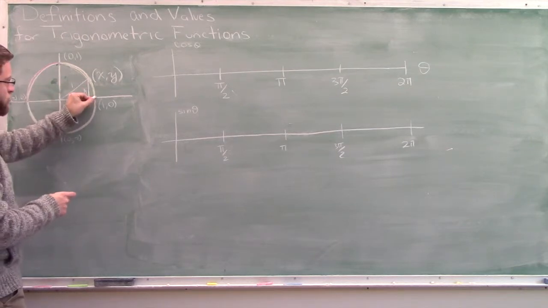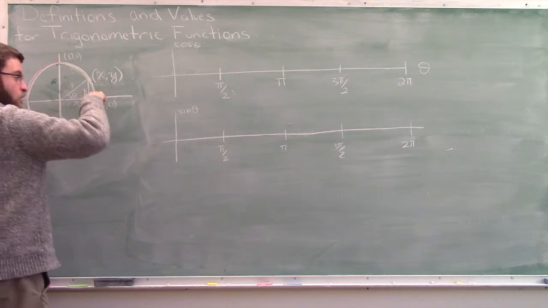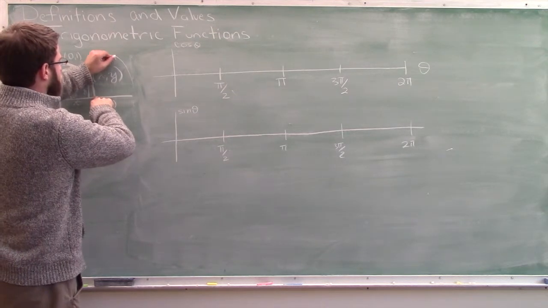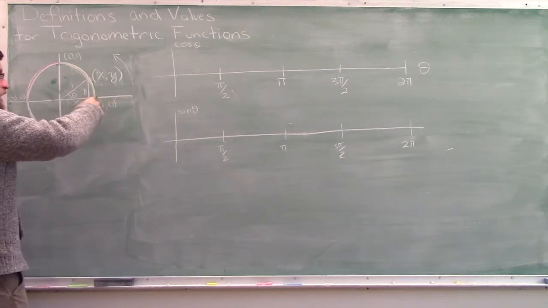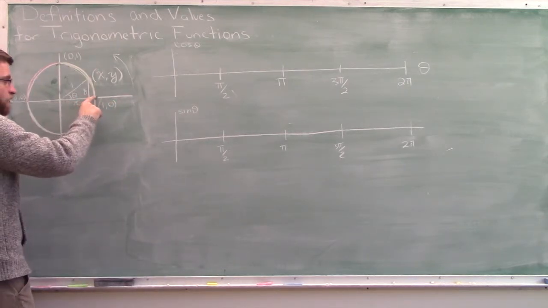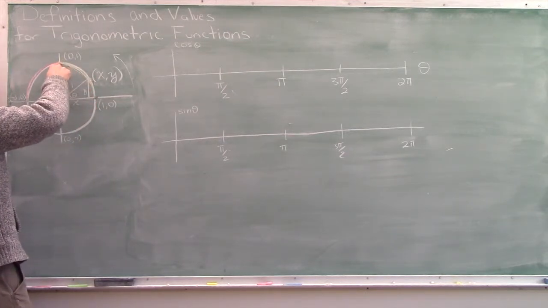So starting out with theta equals 0, that's going to be at this point on the far right of the circle. And we're going to trace the circle in a counterclockwise fashion. So we're always going to rotate around in that direction. So I want to get from this point on the circle up through the first quarter of the circle to here.